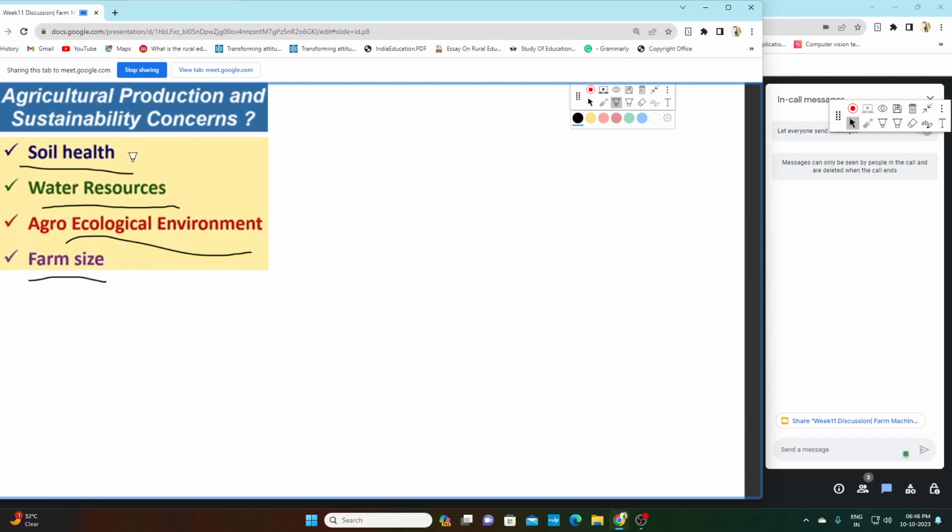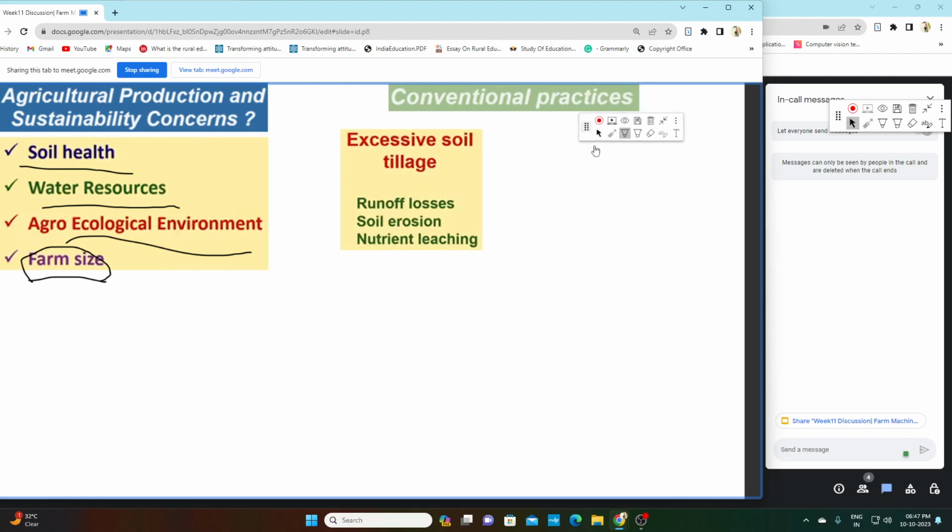Again I am repeating. First is soil health, the health of the soil. Second is water resource. Third is agroecological environment, and fourth is farm size. These are the four agricultural production and sustainability concerns. Now, what are the challenges that we are facing by conventional or traditional practices?